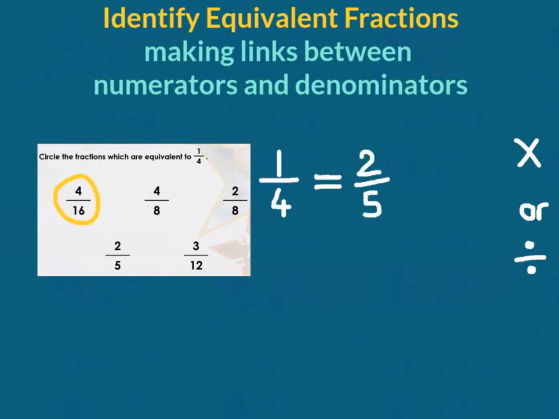Let's continue. Is 1/4 equivalent to 2/5? Well, we're going to look and see the link between the numerator and the denominator. 1 to become 2 would be multiplied by 2. 1 times 2 is 2. Whatever operation is done to the numerator must be carried out to the denominator. 4 times 2 is not equal to 5. It would be equal to 8. So this is not right. 1/4 is not equivalent to 2/5.